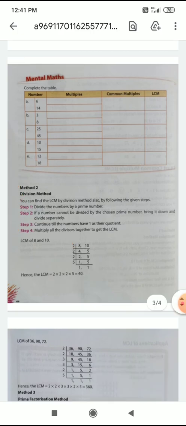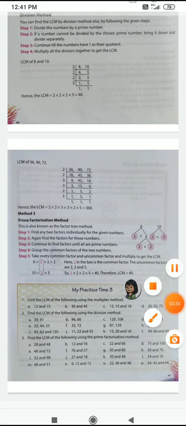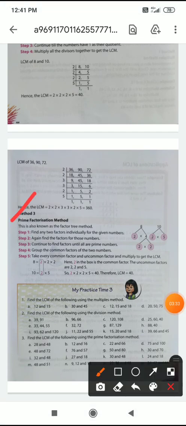Okay. Then comes method 3, that is the prime factorization method. This is also known as the tree method, children, because a tree has branches. Here we find branch factors. So it is known as the tree method.